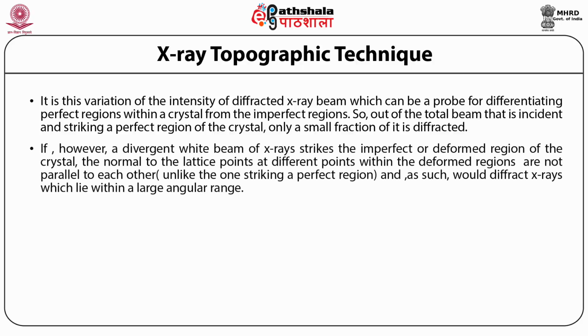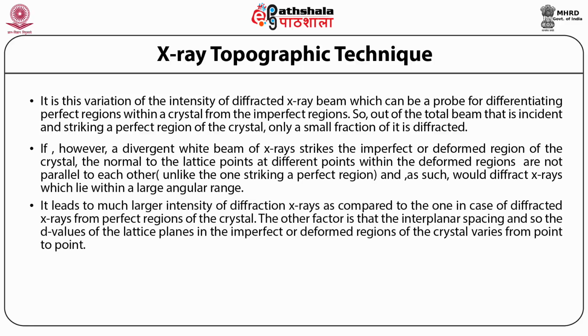If, however, a divergent wide beam of X-rays strikes the imperfect or deformed region of the crystal, the normals to the lattice planes at different points within the deformed regions are not parallel to each other, unlike the ones in a perfect region, and as such would diffract X-rays which lie within a large angular range. It leads to a much larger intensity of diffracted X-rays as compared to the one in the case of X-rays diffracted from perfect regions of the crystal.